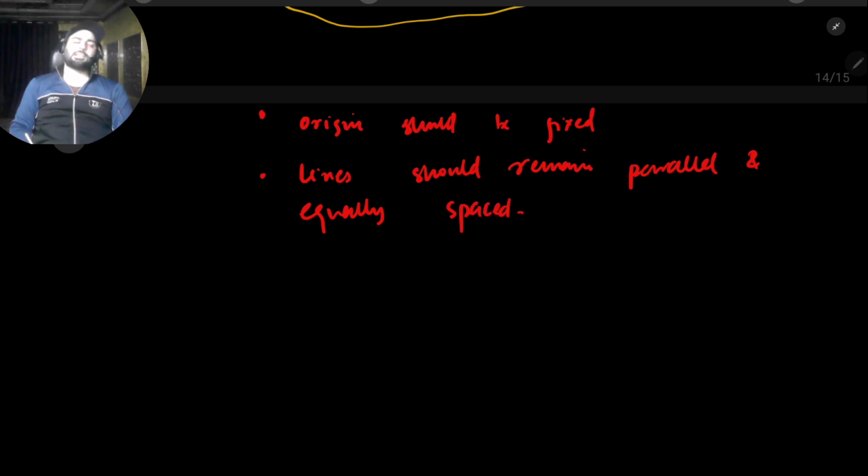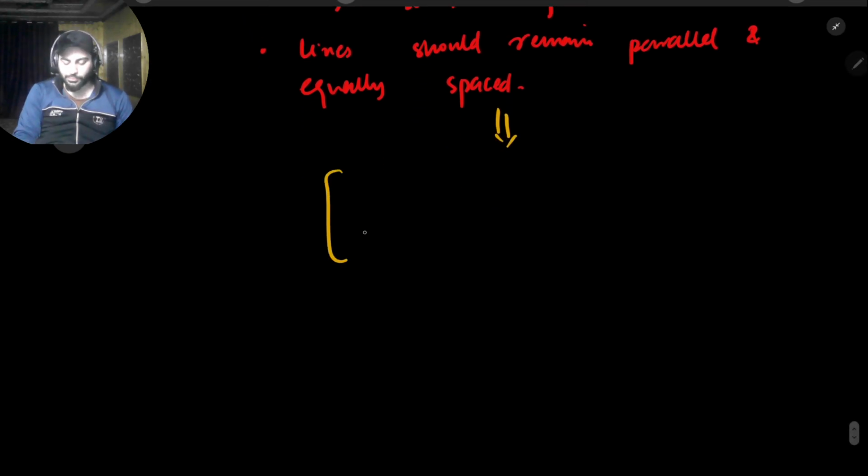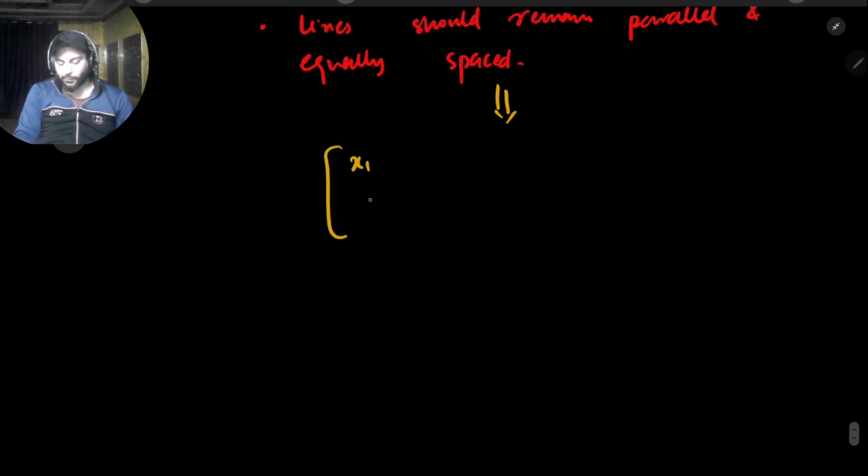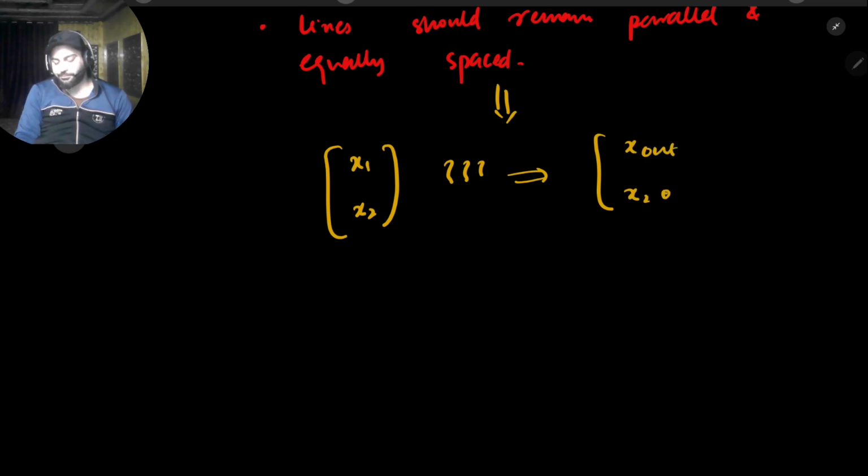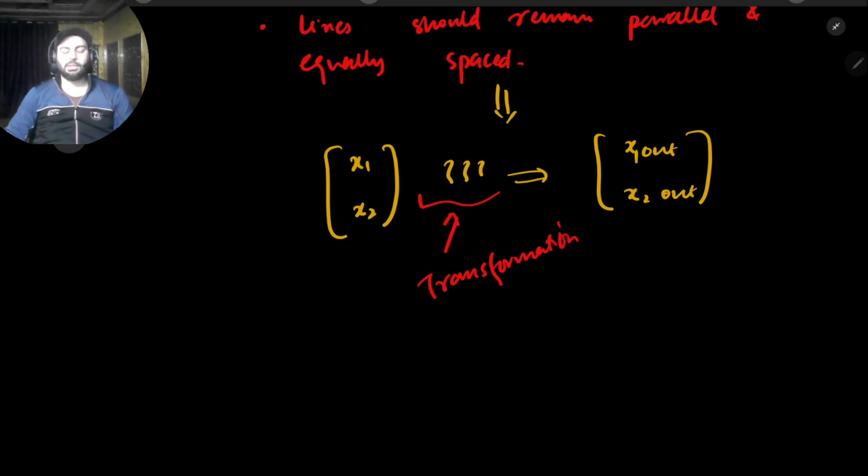These are the two things that you want. Now I want to show this visually. If I have an input vector, let's suppose x1 and y1, or x2, and I do some transformation to this vector, then I'll get an output vector, let's suppose x out and y out. So I want to find this transformation mathematically. This is the transformation part that I want to show you guys mathematically. How to deal with this mathematically, we'll see now.